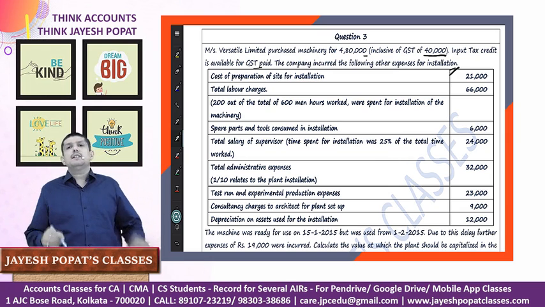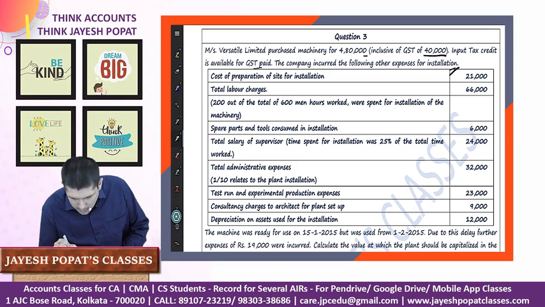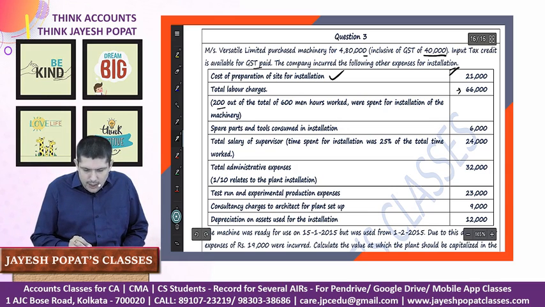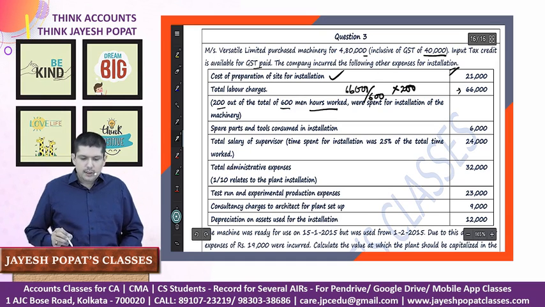See, here again in this sum we need to identify what will be the total cost. So this will be included in the cost. Total labor charges is 66,000. It says 200 out of 600 man hours worked were spent on the installation of this machinery. So here this 66,000 is the cost of the entire 600 hours. We need to allocate for 200 hours.